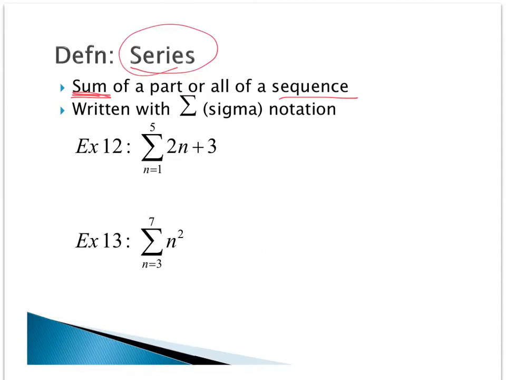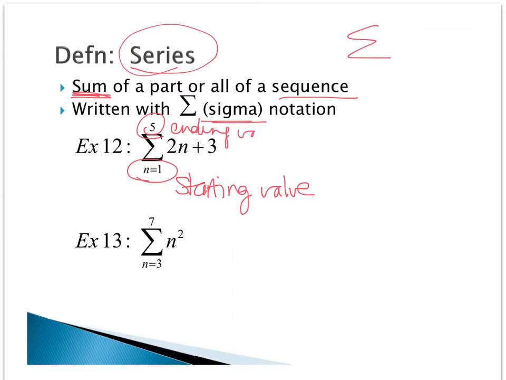As far as our notation goes, we use this sigma sign. You might have seen this sign before if you've used any spreadsheets in Excel. It's used to sum up a list of numbers. In example 12, the n equals 1 on the bottom is the starting value. The 5 on the top is the ending value. So basically we want you to find a1, a2, a3, a4, a5, and instead of listing them as a sequence, we want you to actually add all of the values together. So your answer will be a single value.